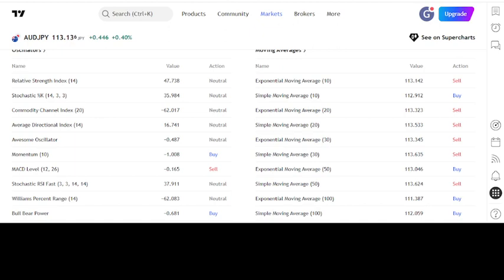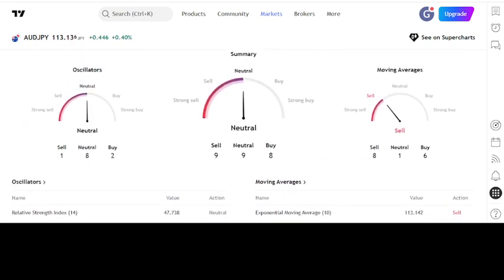And what the gauge does is it combines all the moving averages and all the oscillators here into a potential signal here. So according to all oscillators here, we're seeing one sell, 8 neutral, 2 buy, and for the moving averages, we see 8 sell, 1 neutral, 6 buy. And the summary here is a combination of all the oscillators put together here.